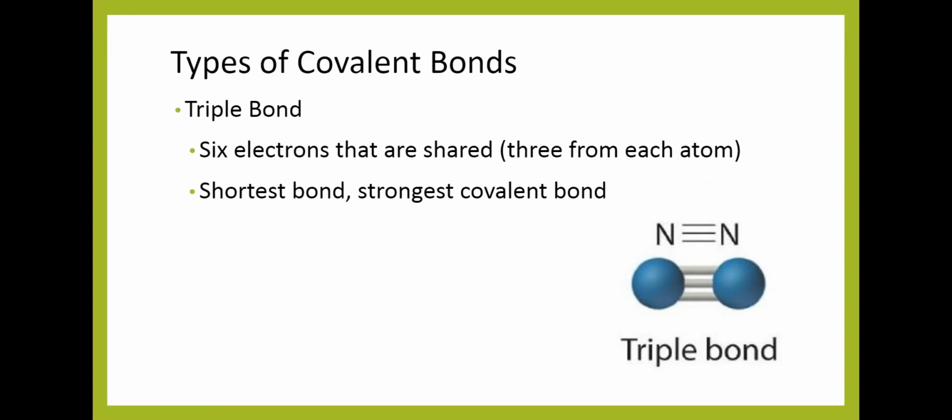And then finally, we have triple bonds. This is when 6 electrons are shared, 3 from each atom. Triple bonds are the shortest type of covalent bond, but they are the strongest. And nitrogen will form a triple bond when bonding with itself.